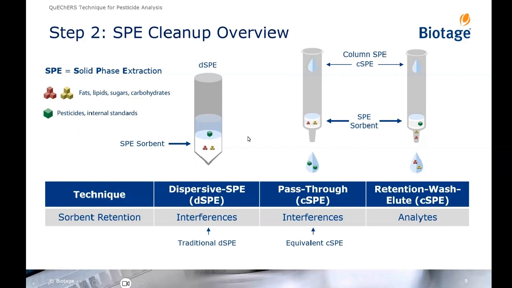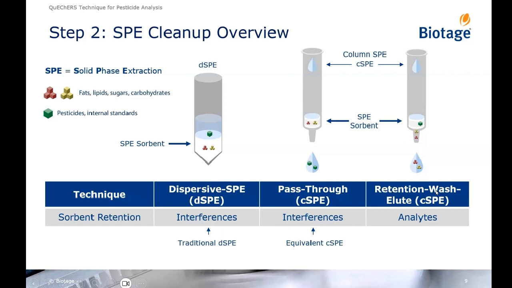Now, this can also be done another way. This could be done with column SPE, or cSPE. The nice thing about column SPE is that there are different techniques you can use to isolate your analytes of interest. The one that's most similar to dSPE is what we call pass-through cSPE. What you do for this is you pass your sample extract through the column that contains your SPE sorbent. The SPE sorbent will capture the unwanted components, and the extract that passes through is going to contain your analytes of interest. It can then be collected immediately after being passed through, which is a parameter that we'll talk about later.